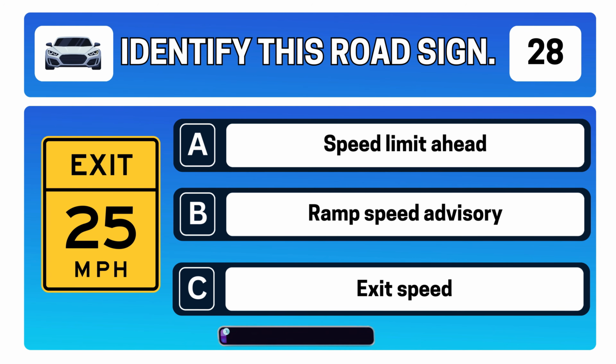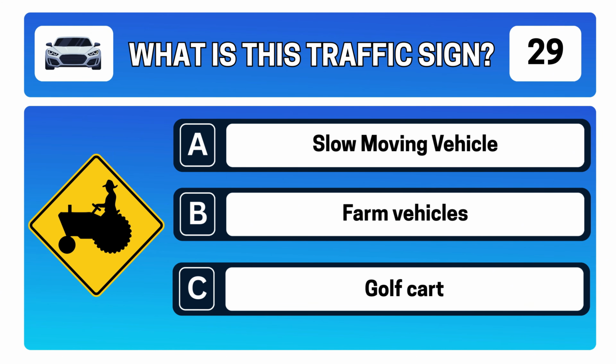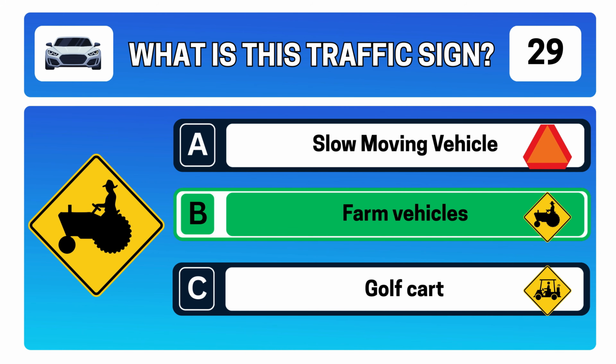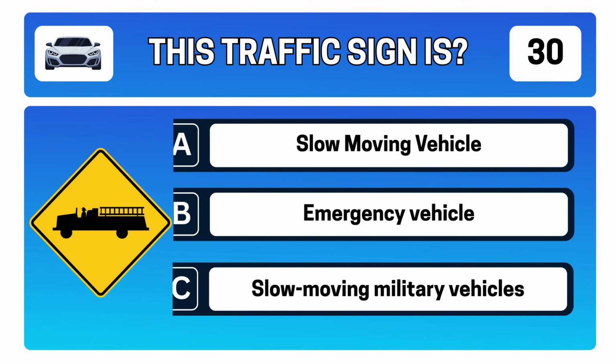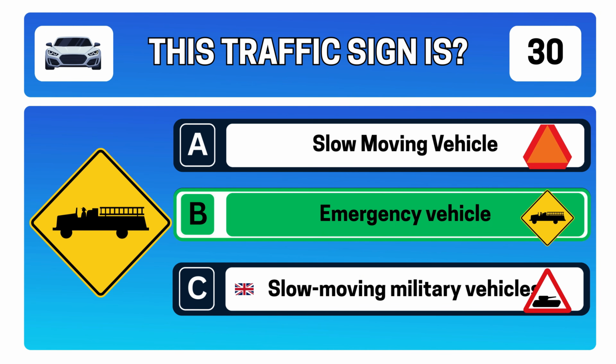Identify this road sign. Exactly. This is the exit speed sign. What is this traffic sign? Well spotted. This is the farm vehicles sign. This traffic sign is? Great. This is the emergency vehicle sign.